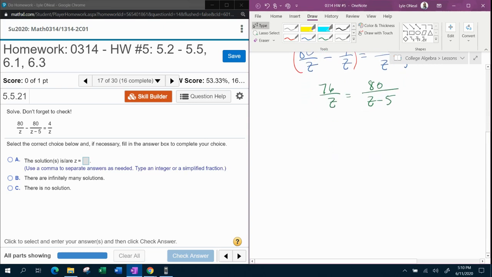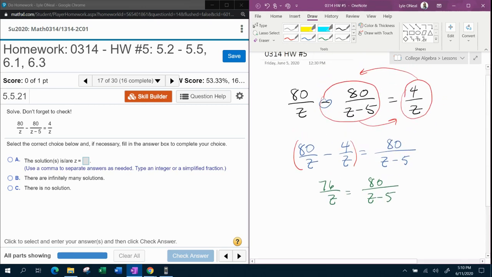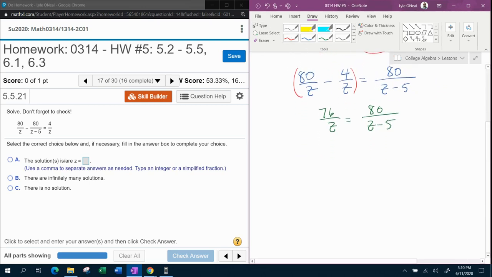And if you notice now, what I have is a proportion. So I've taken my rational equation that had 3 fractions. I've now simplified it down to just 2 fractions. Now that it's a proportion, I can cross multiply. Okay, so this is a little bit easier strategy, a little bit easier technique to solve here.